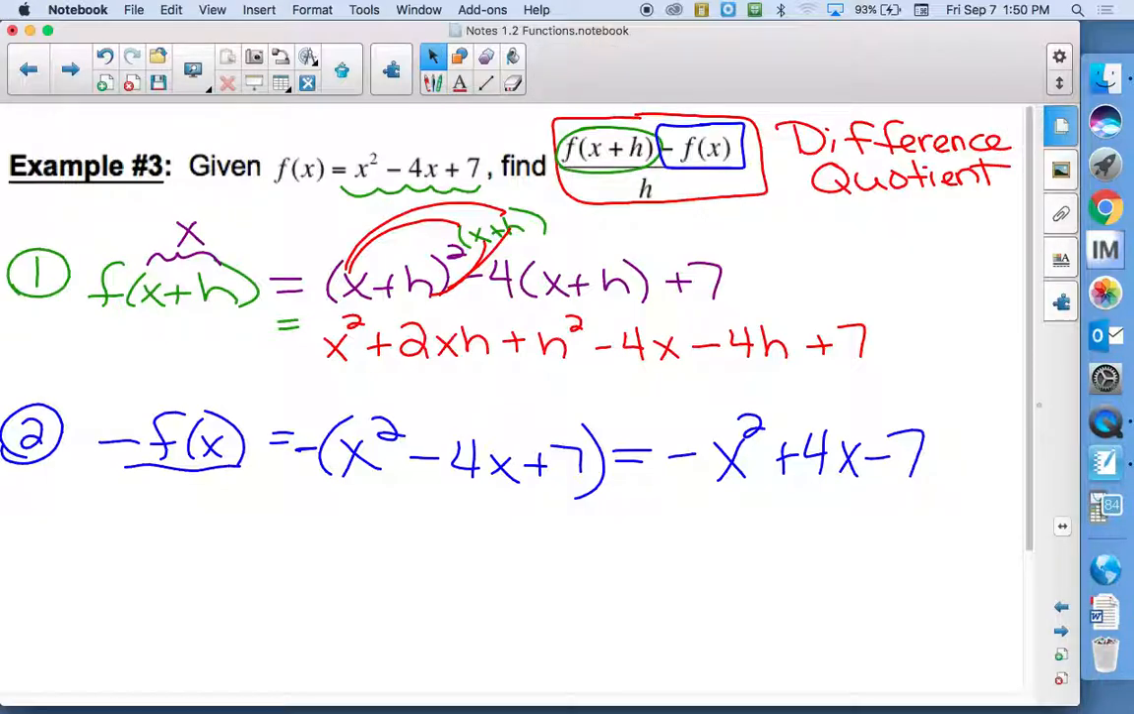Now, on the bottom is just a lonely h by itself. It doesn't have an f with it. So if there's not an f with it, you don't do anything with it with regard to the function. That's what the f means. When that f is in front, that means go to function f and do something with function f. There's just an h in the denominator, so we're not going to do anything with the h.